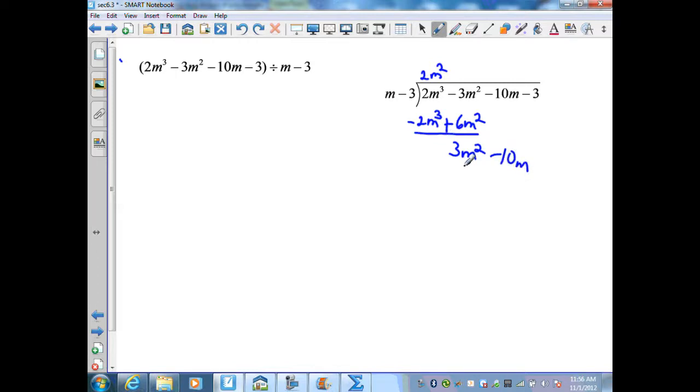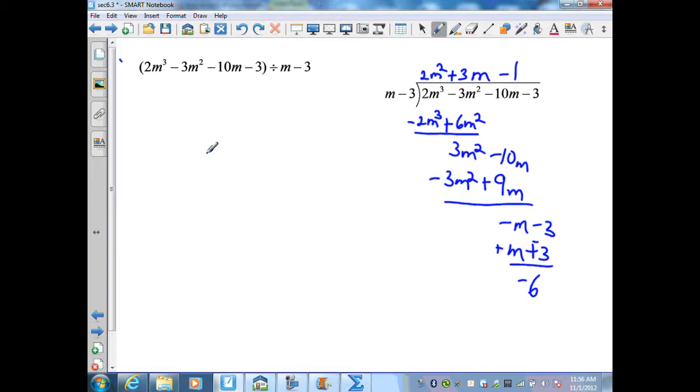M times what will give me 3m squared? That's going to give me a positive 3m. Now I distribute. 3m times m is 3m squared. 3m times a negative 3 is a negative 9m. Change the signs. Negative, positive. That gives me a negative m. Bring down my minus 3. M times what will give me a negative m? That's a negative 1. Multiply. When I distribute through, it's going to give me a negative m plus 3. Now I change the signs. Positive, negative. My m's cancel out, and that gives me a negative 6.